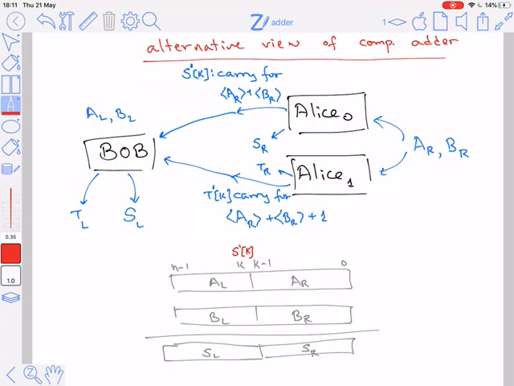Okay, let's try to view the problem of designing a compound adder using the game of Bob and Alice. So here what we do is we take the input A and the input B and partition them into the left side and the right side. The same we do for B, and also for the sum we partition it into L and R. Notice that here I've written the SL a little bit longer, so this fellow is actually the carry-out bit.